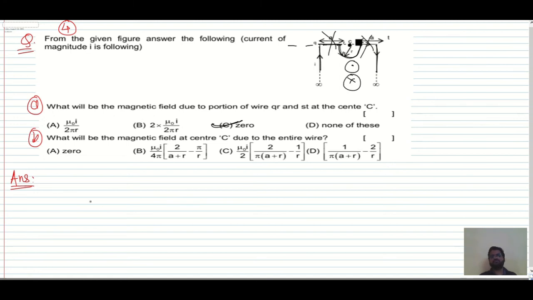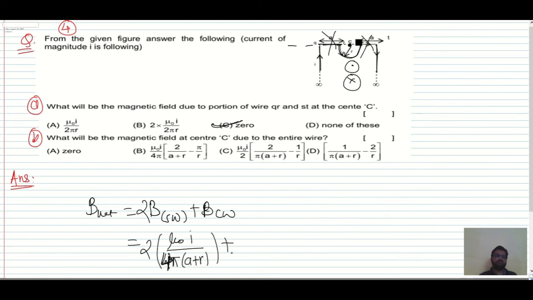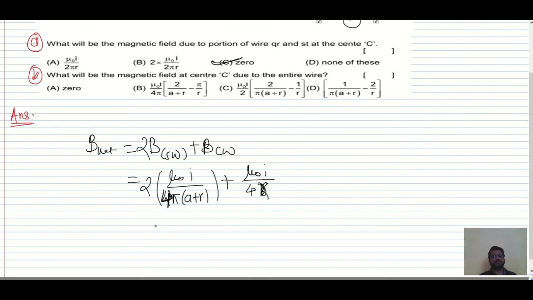Let's see. B net is equal to B due to straight wire plus B due to circular wire. It is half the B due to an infinite straight wire because it is semi-infinite. So at a distance of A plus R, it will be 2 mu naught I divided by 4 pi (A plus R) because it is semi-infinite, plus B due to circular wire, which is mu naught I divided by 4 R, and R is small over here.